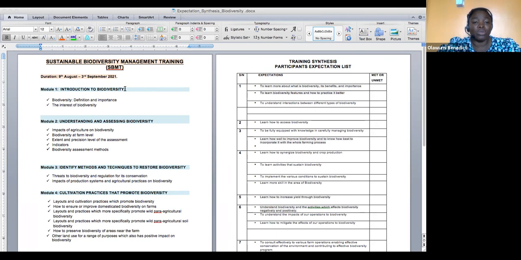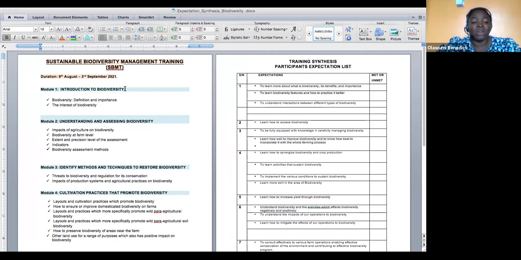The last module, which we finished today, module 4, is cultivation practices that promote biodiversity. Under it, we looked at layouts and cultivation practices which promote biodiversity, how to ensure or improve domesticated biodiversity on farms, layouts and practices which more specifically promote wild para-agricultural biodiversity. We looked at layouts and practices which more specifically promote wild para-agricultural soil biodiversity.